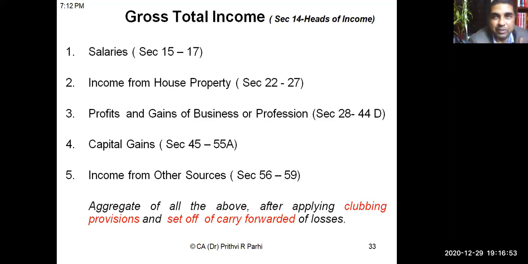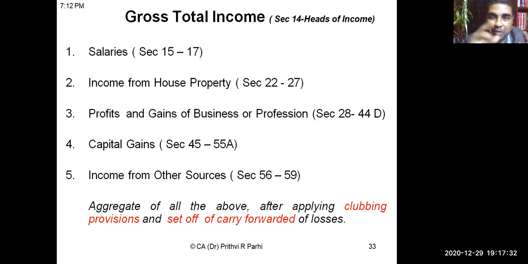Some of you might know what a clubbing provision is. What happens in certain situations? Some other person's income also gets clubbed with the assessee's income. That means it is not exactly the assessee's income. That income belongs to some other person, but it is clubbed. Clubbing is a separate chapter, you'll be learning it later on. In certain situations, a minor child's income gets clubbed. In certain situations, spouse's income also gets clubbed. Not always. In certain specific situations, you have to remember.